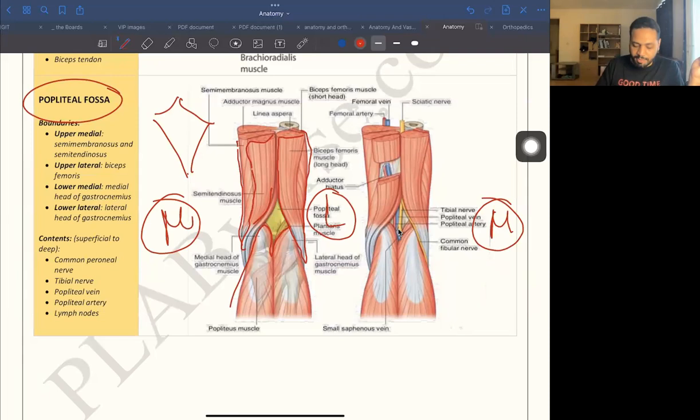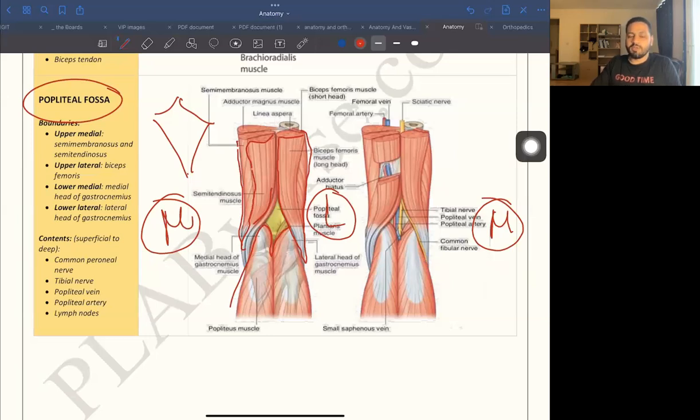So upper medial, we're right there. So it will be semitendinosus and semimembranosus muscle. Upper lateral will be the biceps. Okay, so upper medial and upper lateral, we know that, and then lower medial is the gastrocnemius muscle, lower lateral is the gastrocnemius muscle. What are the contents?